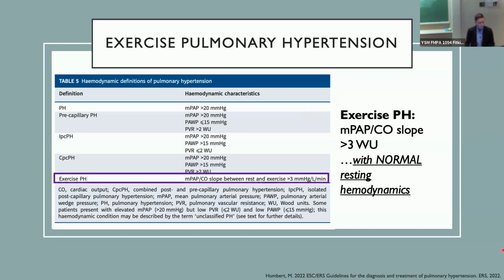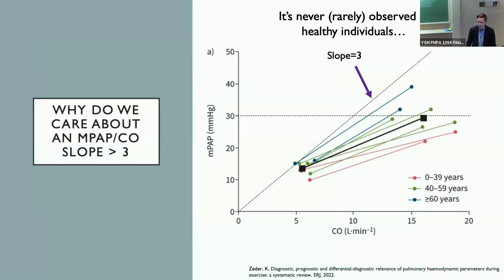In this vein, exercise PH is defined as a mean pulmonary artery pressure to cardiac output slope greater than 3 in the setting of normal resting hemodynamics. So why do we care about this slope greater than 3? Because it's rarely observed in health.